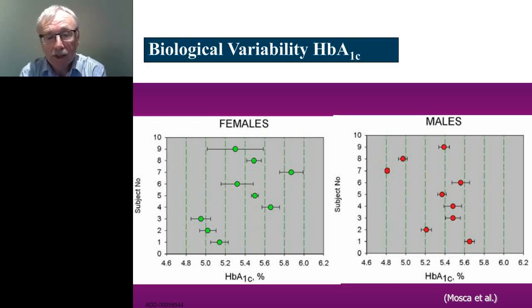Also, you can see here some work done by Andrea Mosca and co-workers that the variability within individuals is quite small. In males, you can see on these dots, individual subjects, and the variation in hemoglobin A1c around the values. These, of course, are non-diabetic individuals. You can see that the male values actually vary by quite a small amount. But you can see here that in females, variation is much larger. We have no evidence to know why this is, but it is interesting.